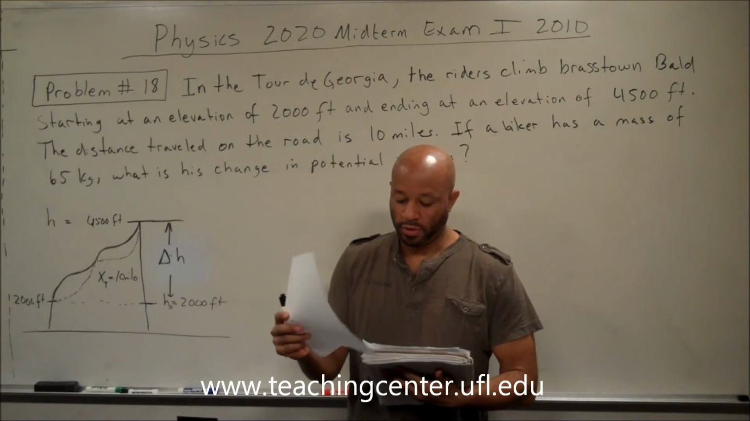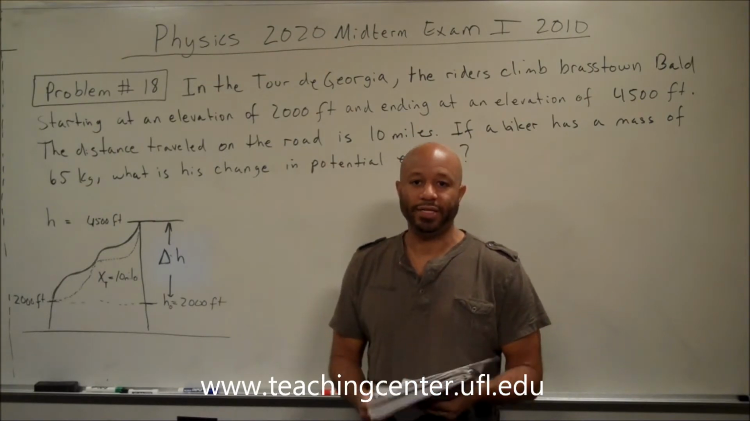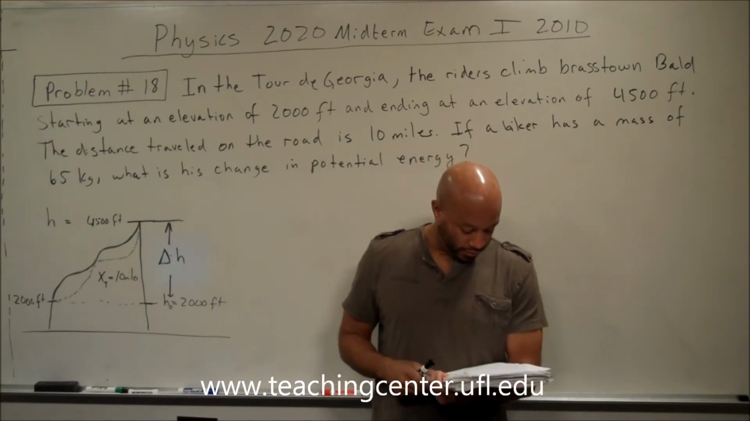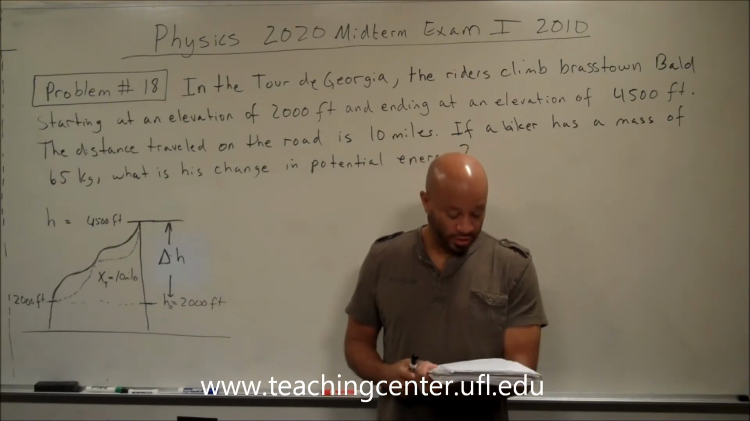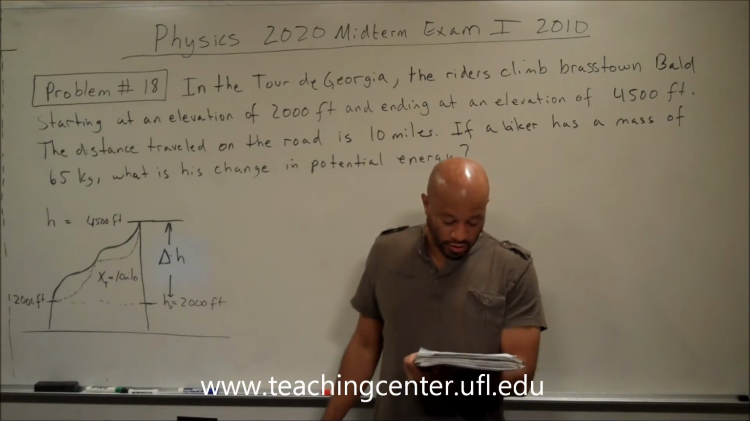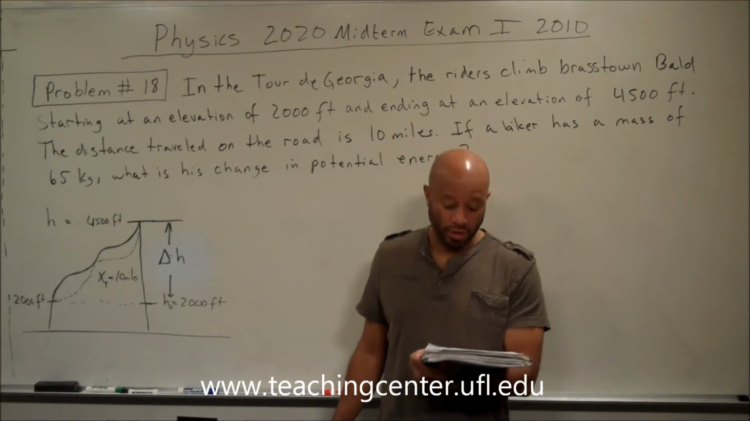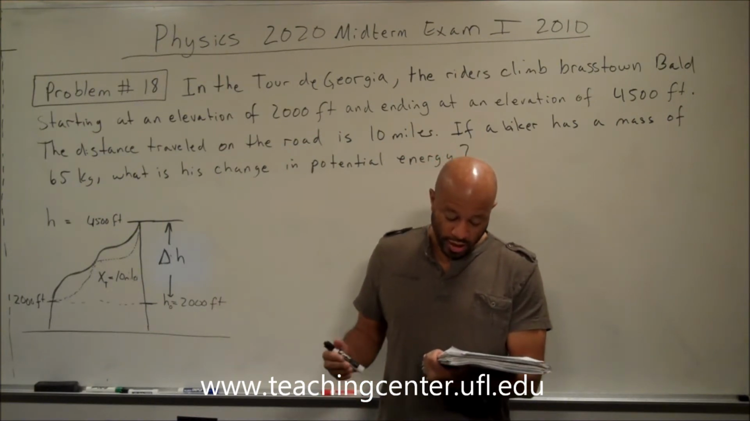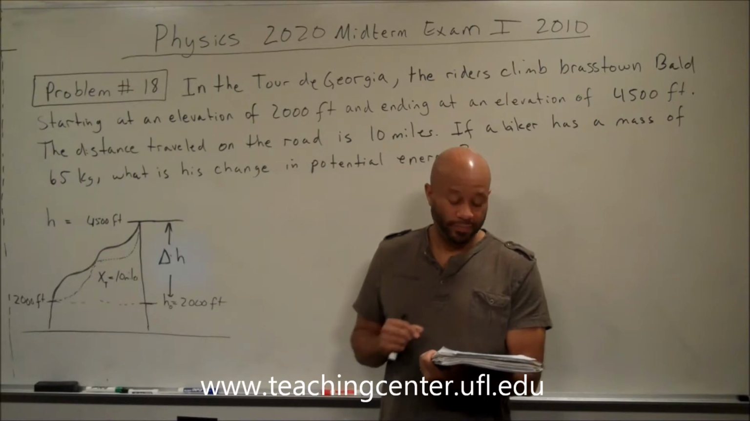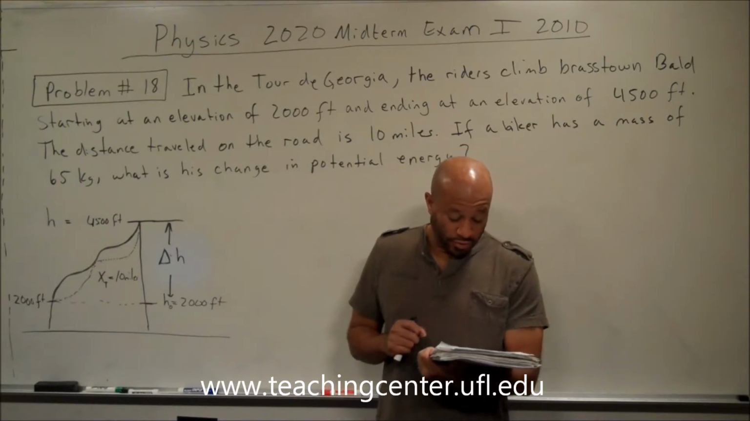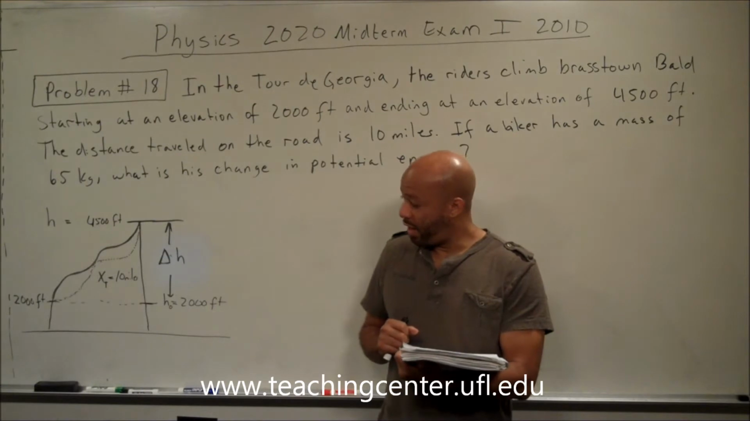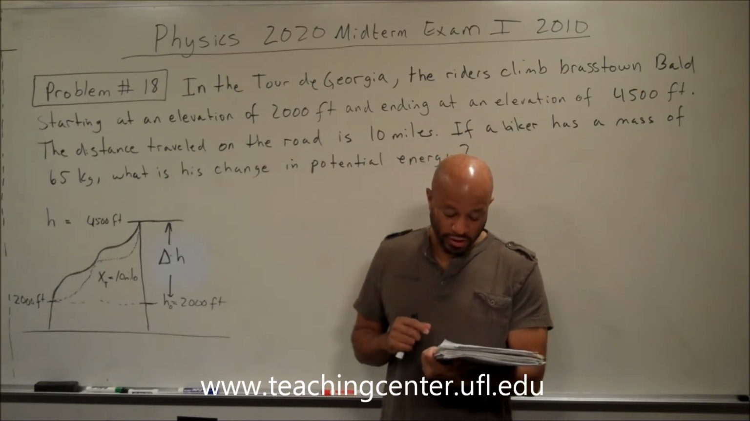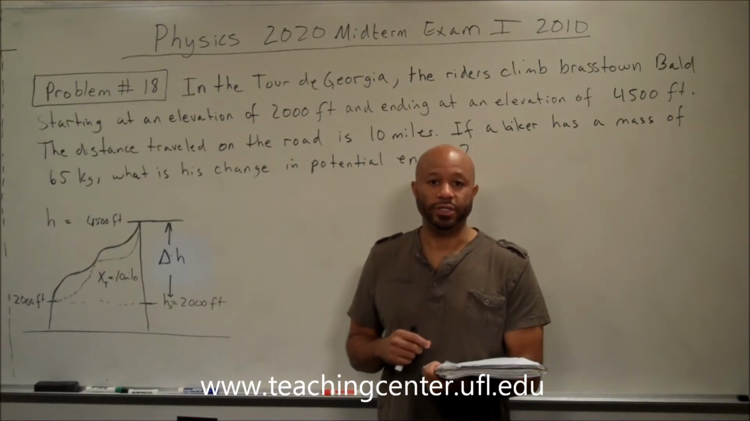Alright, so I'm going to work through problem number 18 for Physics 2020 Midterm Exam 1, the year 2010. In this problem it says, in the Tour de Georgia, the riders climb Brasstown Bald, starting at an elevation of 2,000 feet and ending at an elevation of 4,500 feet. The distance traveled on the road is 10 miles, and if a biker has a mass of 65 kilograms, what is his change in potential energy?